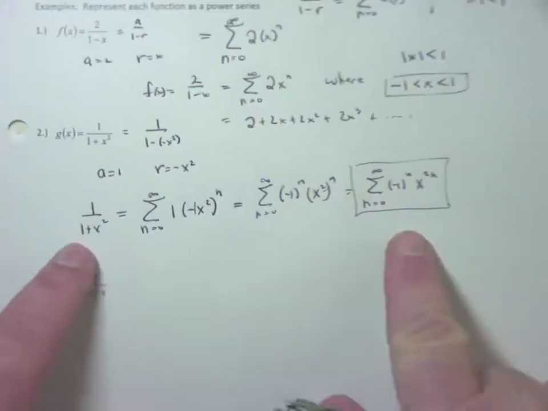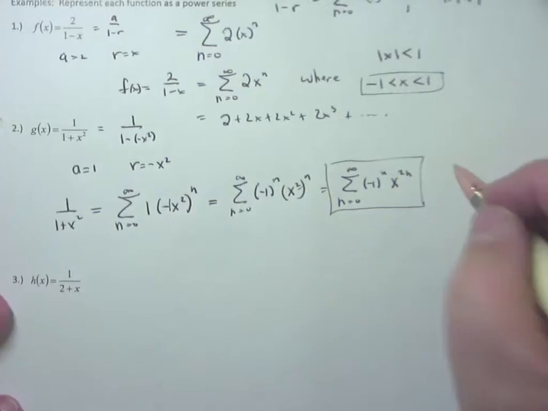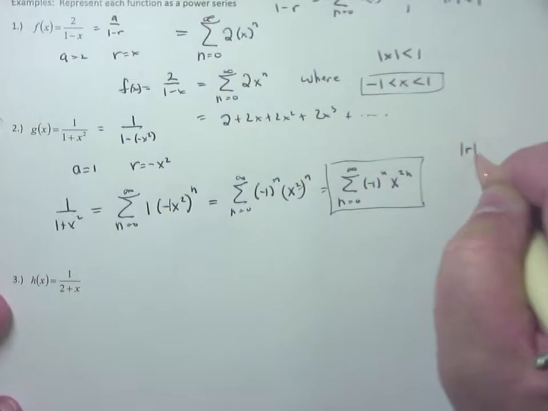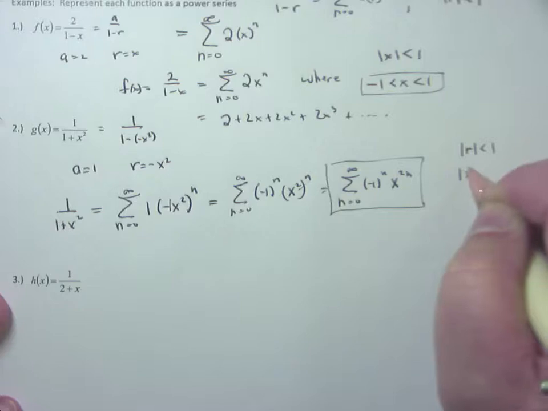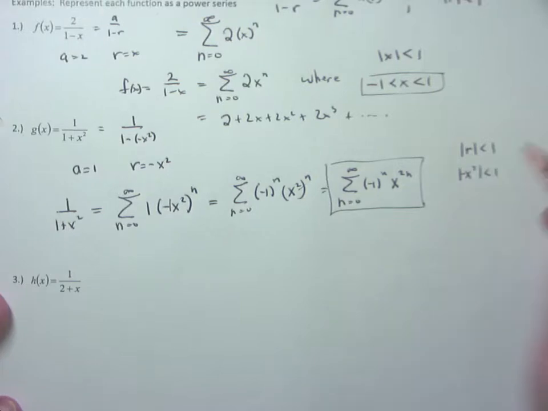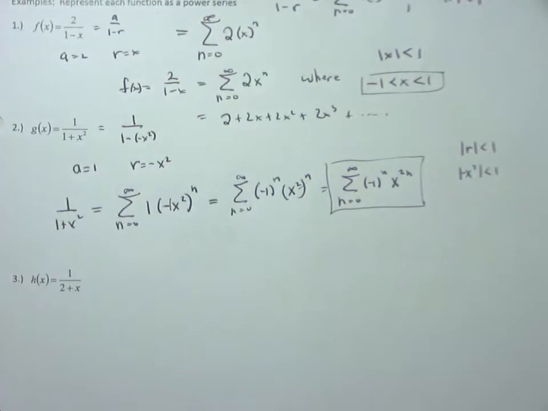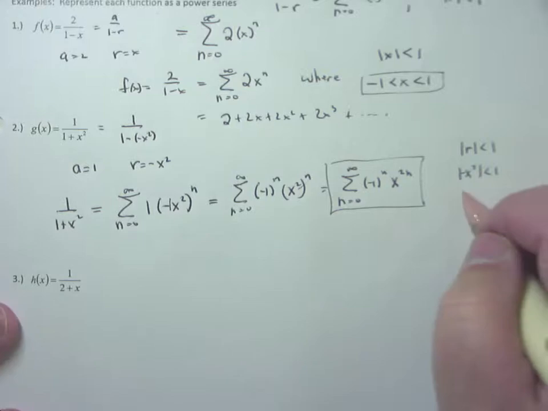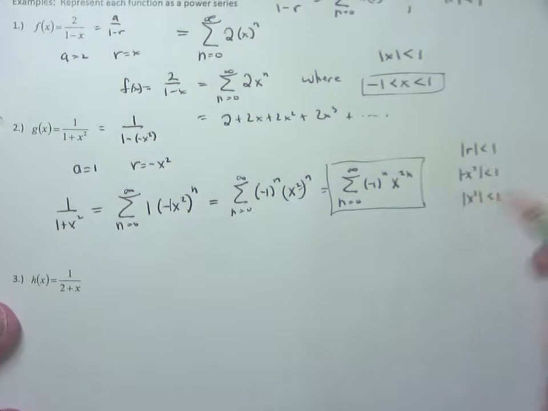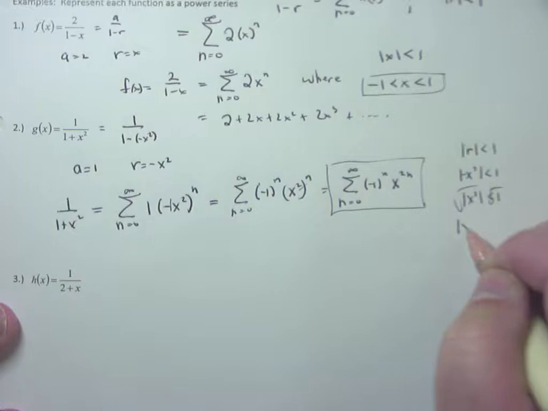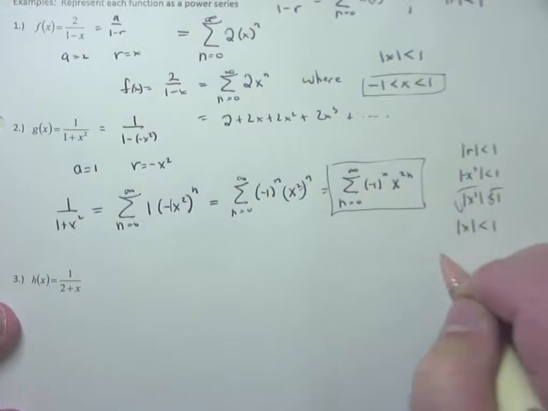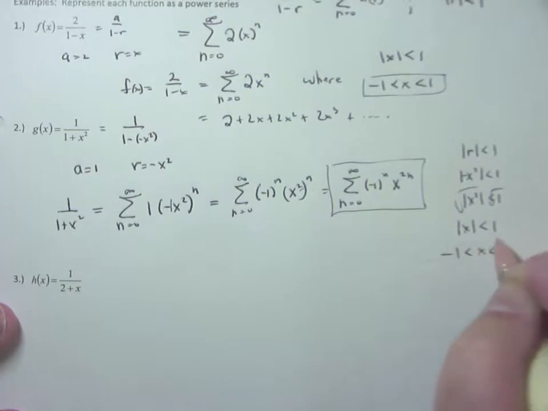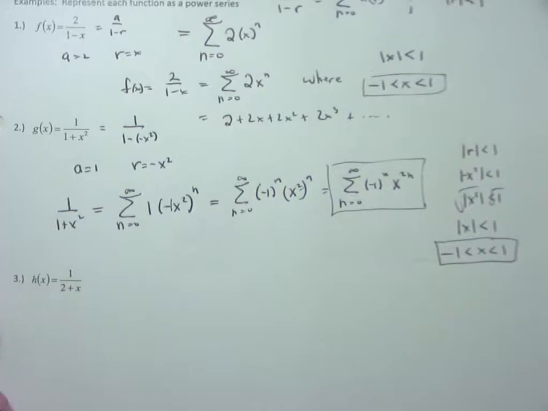And these two functions are equal to each other provided the absolute value of r is less than 1. Absolute value of negative x squared has got to be less than 1. But the negative inside of an absolute value goes away. Absolute value of x squared has got to be less than 1, and then take the square root. So you get the absolute value of x is less than 1, which means negative 1 is less than x, which is less than 1. This is your interval of convergence.